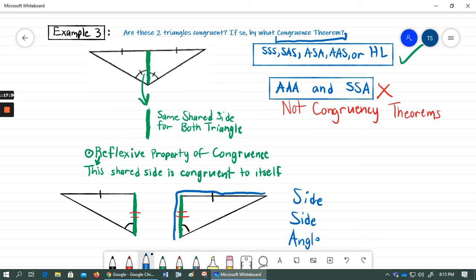Well, guess what, y'all? Didn't we say that this one right here, SSA, is not one of the congruency theorems that we can use to prove that two triangles are congruent? So this ain't what you want right here. It ain't gonna work. So no, these two are not congruent. SSA, or side-side-angle, does not work as a congruency theorem. It does not show that two triangles are congruent. So these two are not congruent.